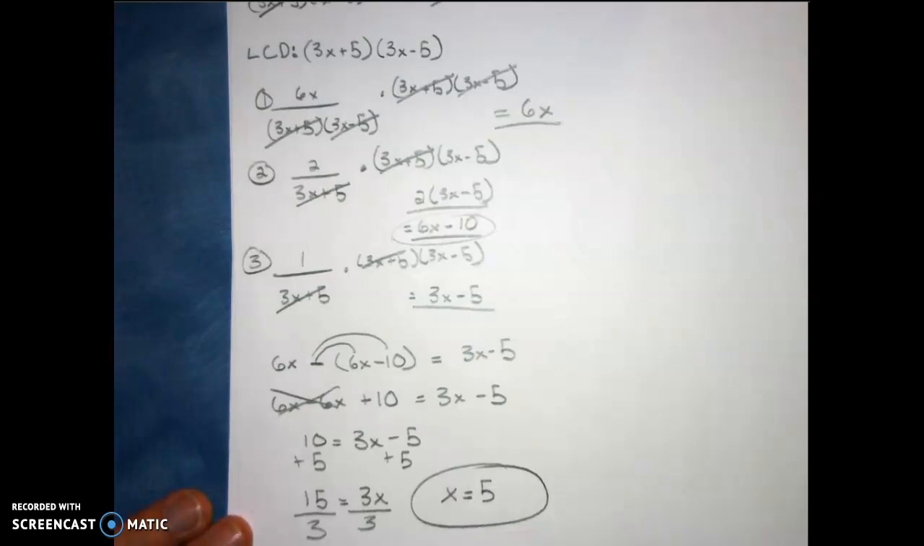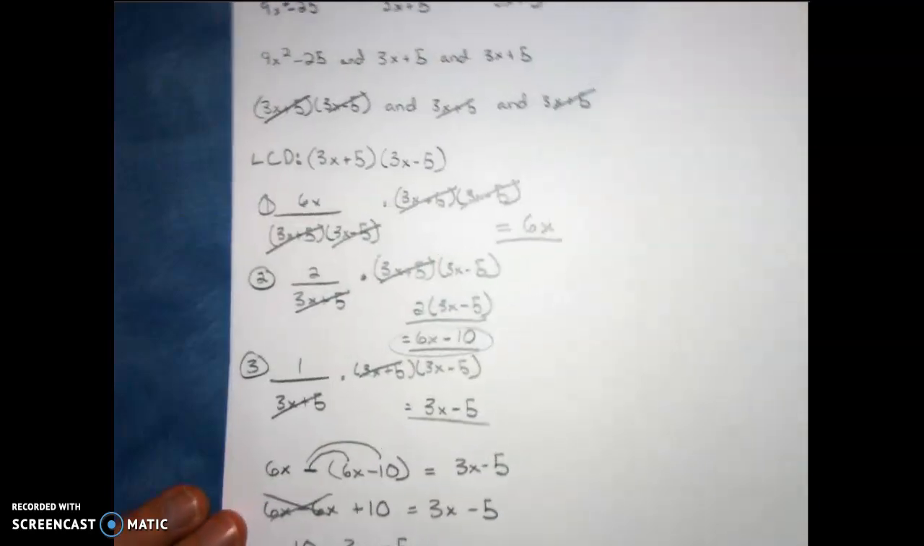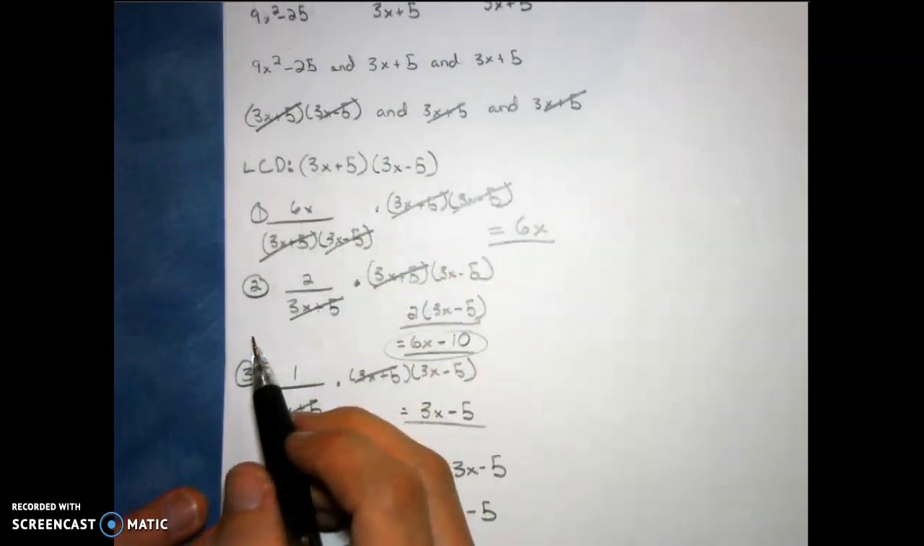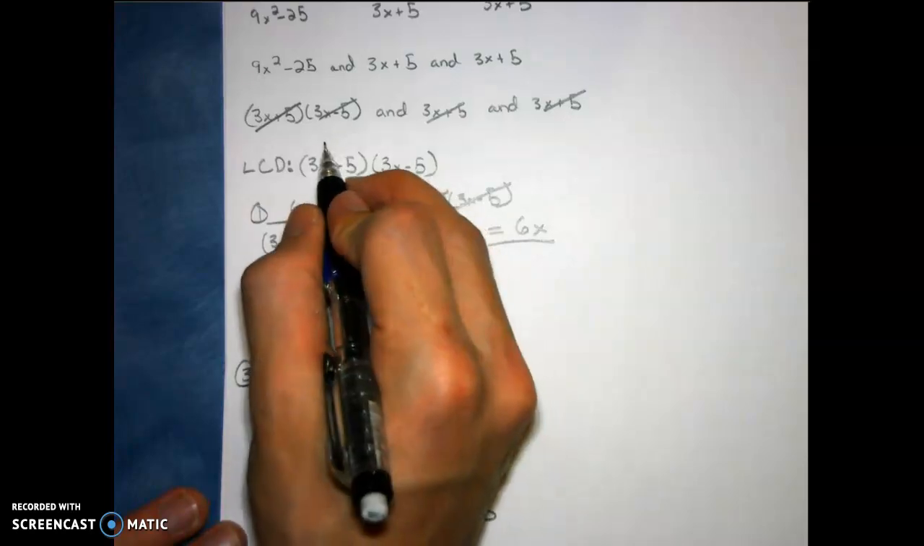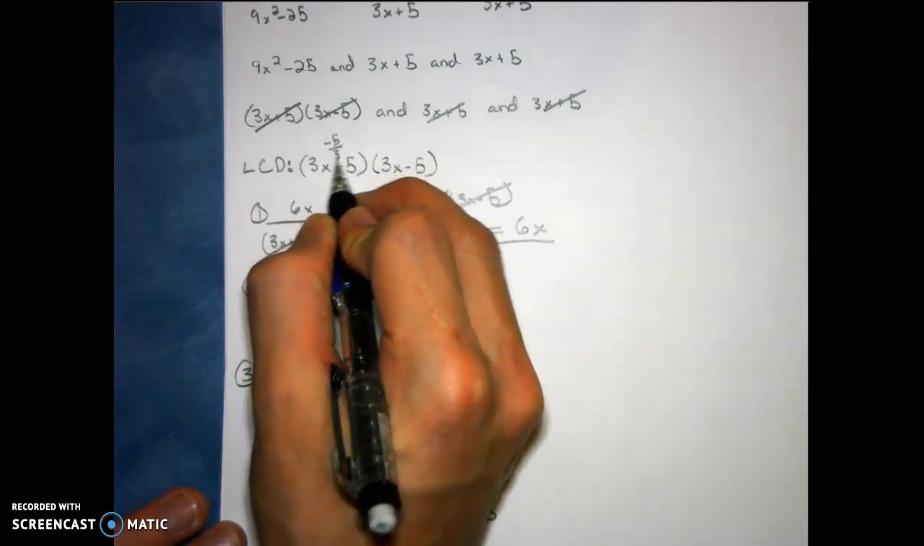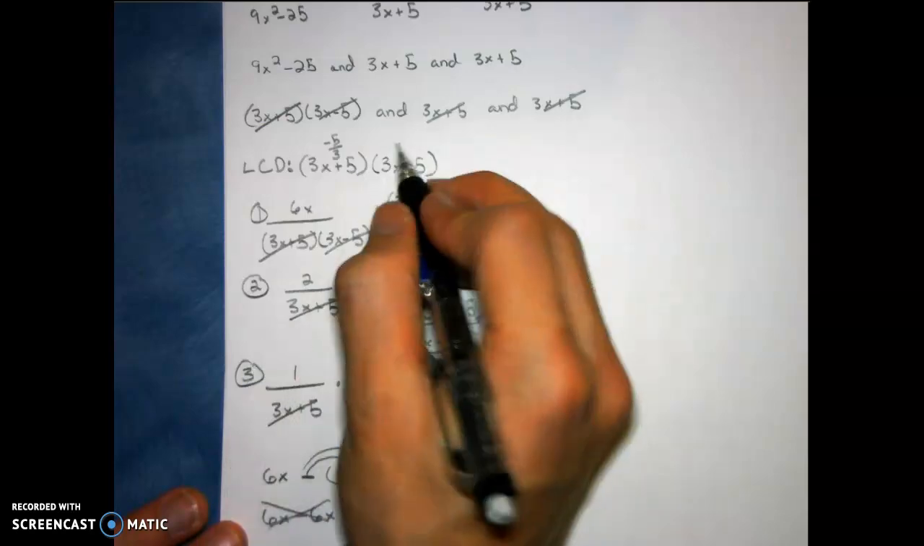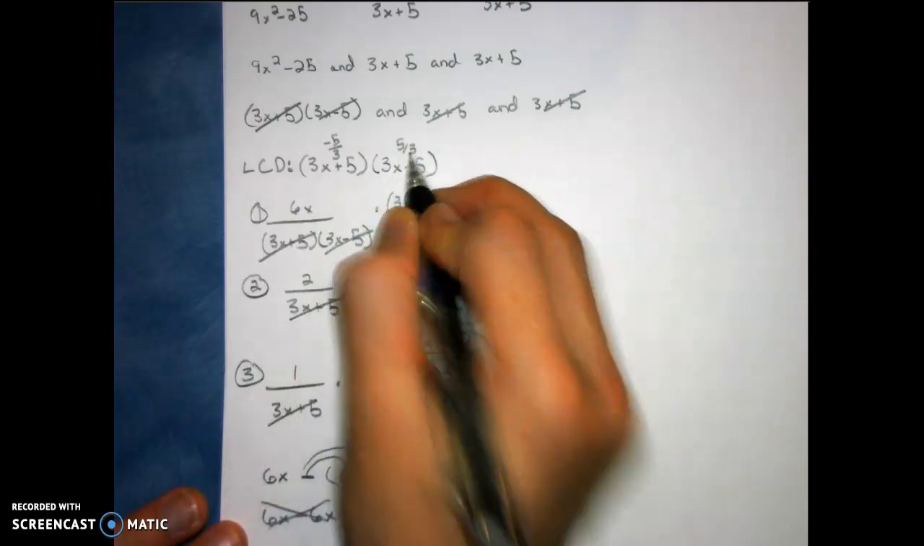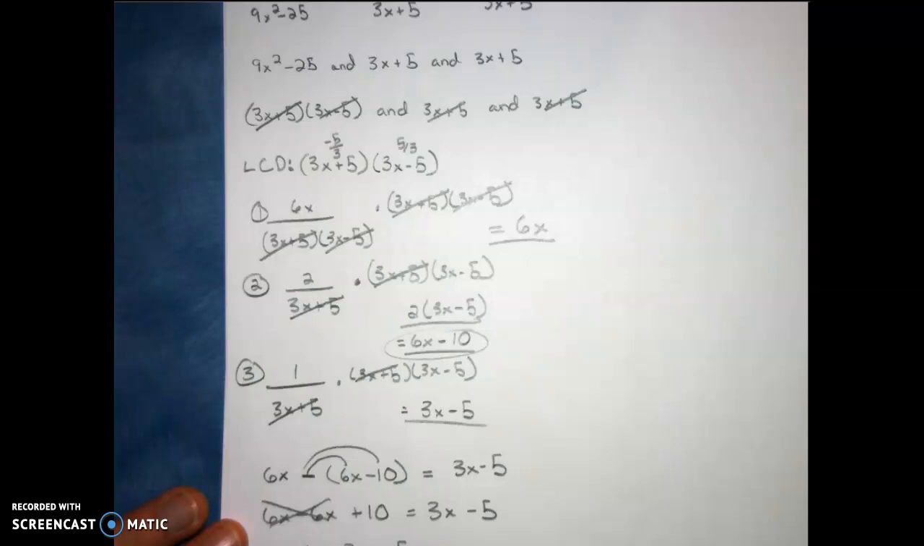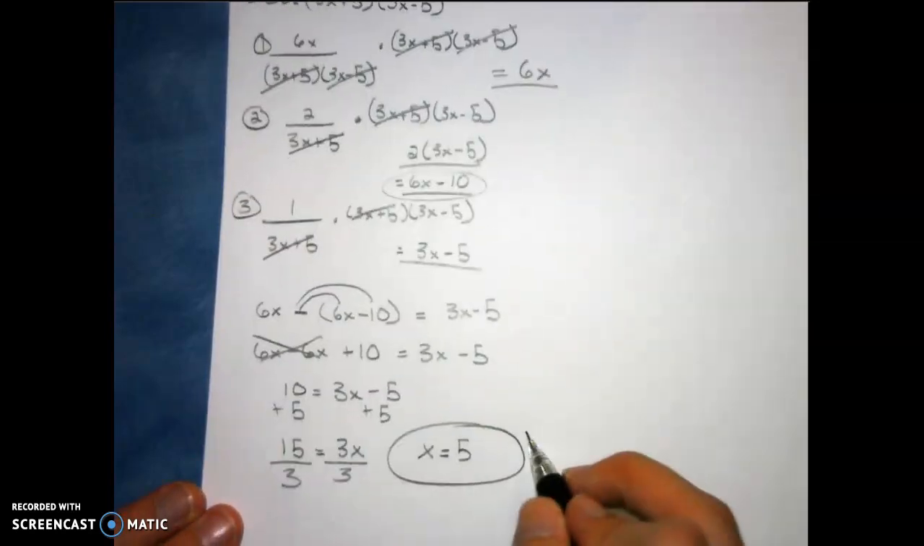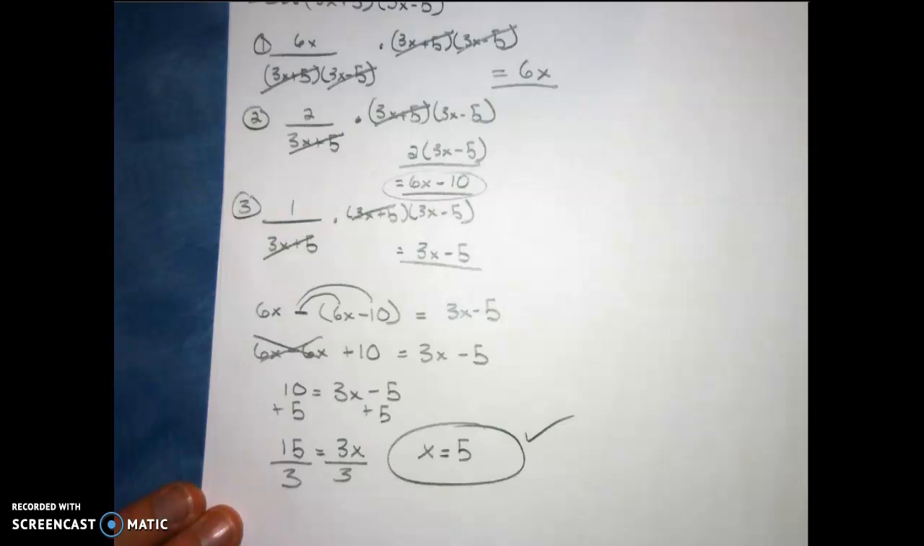Alright, now we need to check for extraneous solutions. We're going to go back up to our LCD. Well, negative 5/3 would make this 0. 5/3 would make this one 0. None of our answers are that, so we know we're good. No extraneous solutions, and that's our answer.